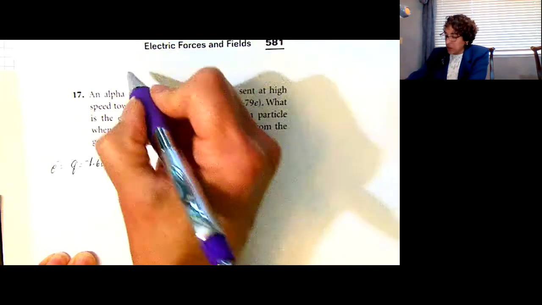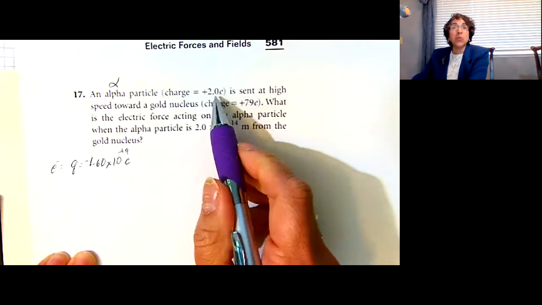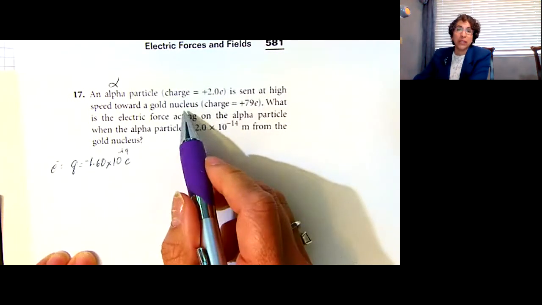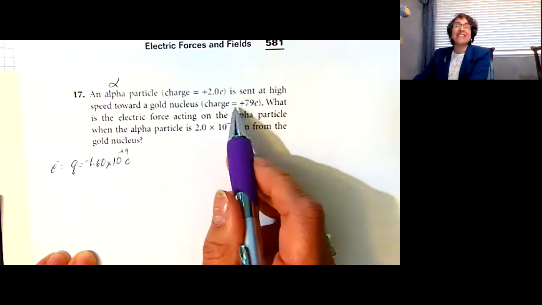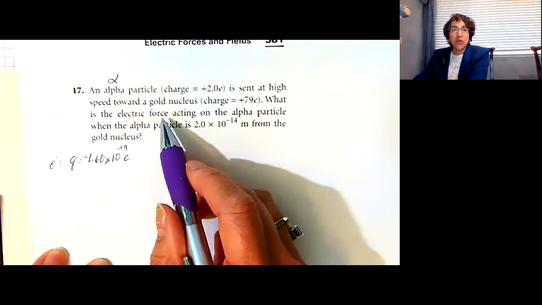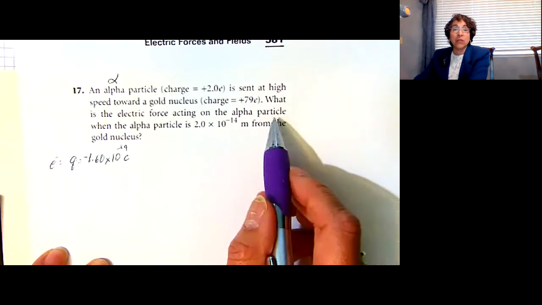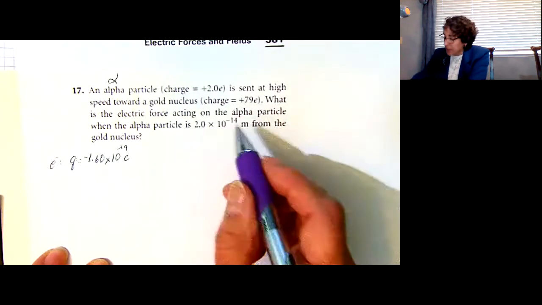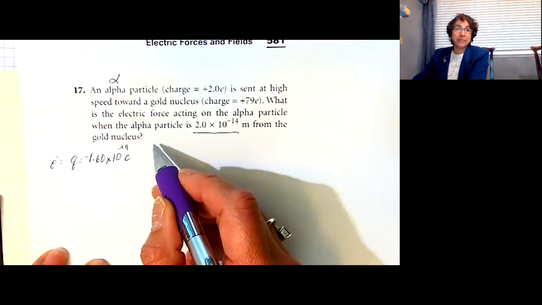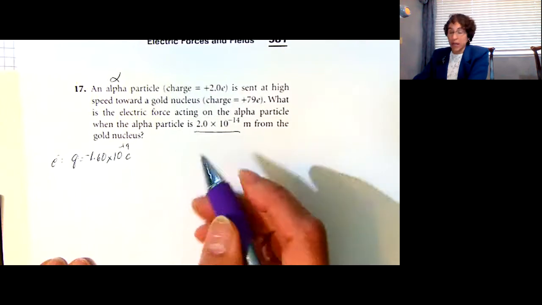So an alpha particle, which has twice that charge, is sent at a high speed towards a gold nucleus, and its charge is 79 times E. What is the electric force acting on the alpha particle when the alpha particle is a certain distance from the gold nucleus? All right, so our Q1, I'm going to write this down.